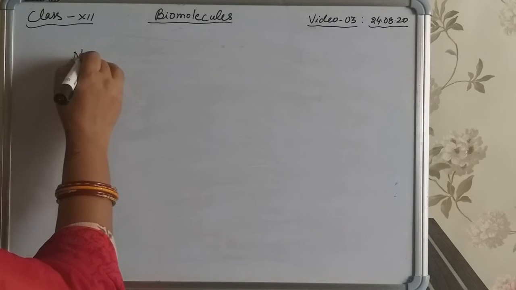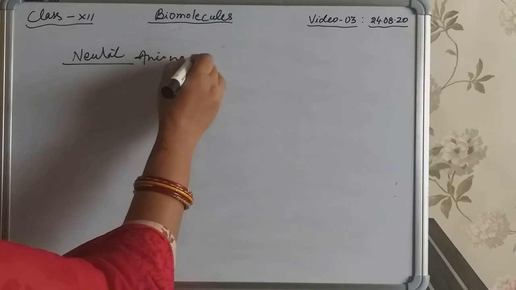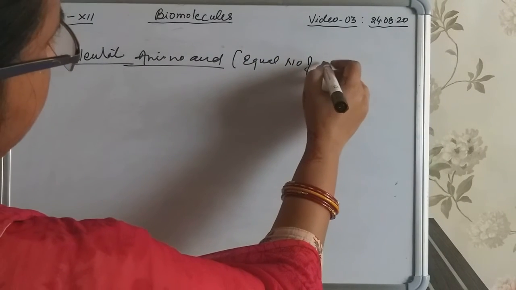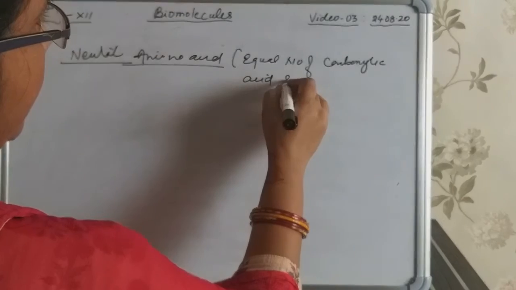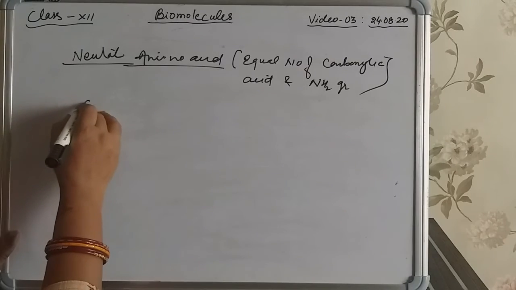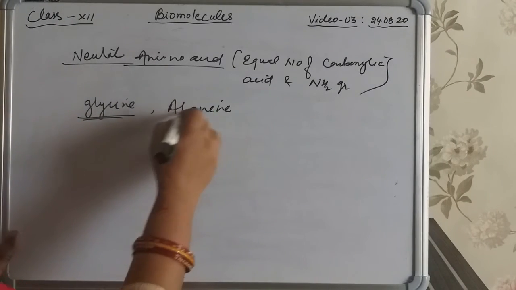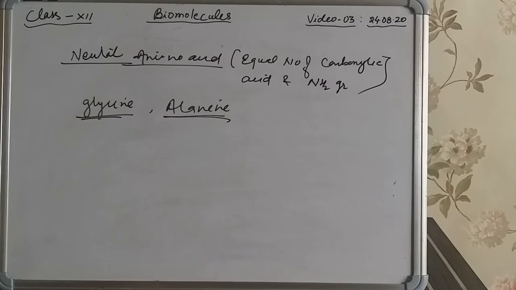Next one is the neutral amino acid. As the name clearly says, neutral means an equal number of carboxyl groups and amino groups. So the most common examples of neutral amino acids are glycine and alanine.